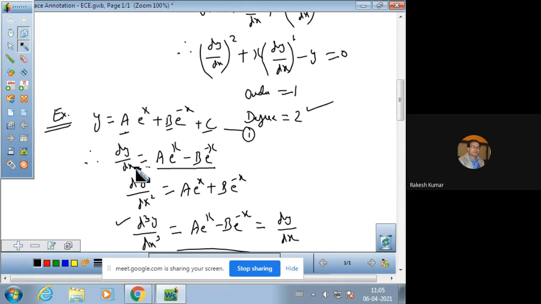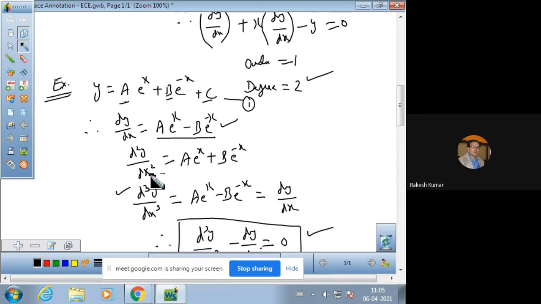So find the first order derivative, you will get this. After finding the second order derivative, you will have e raised to power x, you will have a plus b e raised to power minus x. Now, if we again differentiate this second order term, you will have a third order derivative of y with respect to x, and you will have a e raised to power x. And because of this negative power, you will have the term minus b e raised to power minus x. And you just see, this is the value of a first order derivative. So you can put the value of this, that is dy by dx.